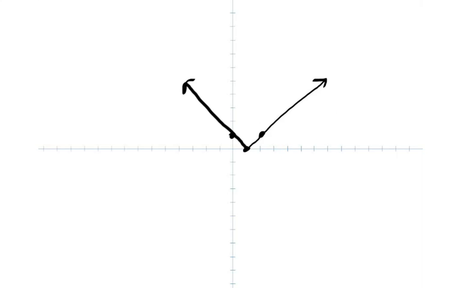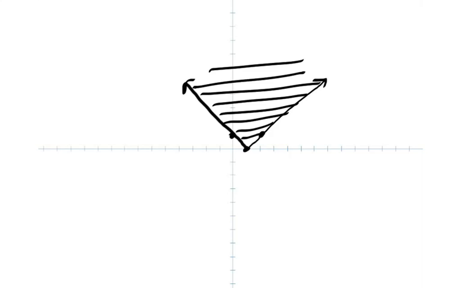I'm also going to shade above this line because it's greater than. So you can see a shading there. The next one says y is less than 2. So we're going to have a dotted line. It's y is less than, so it's going to be a horizontal line at y equals 2. So you can see that line there.